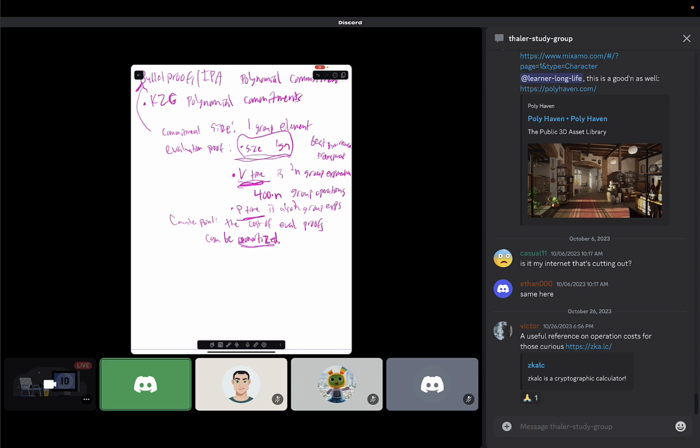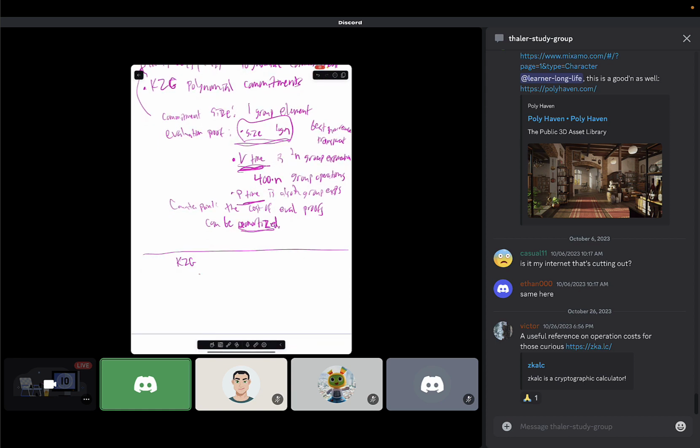Okay, so I guess that's the summary of bulletproofs. Does anyone want to ask anything about that? Okay, so let's talk about KZG. Briefly, here are the pros and cons of KZG.